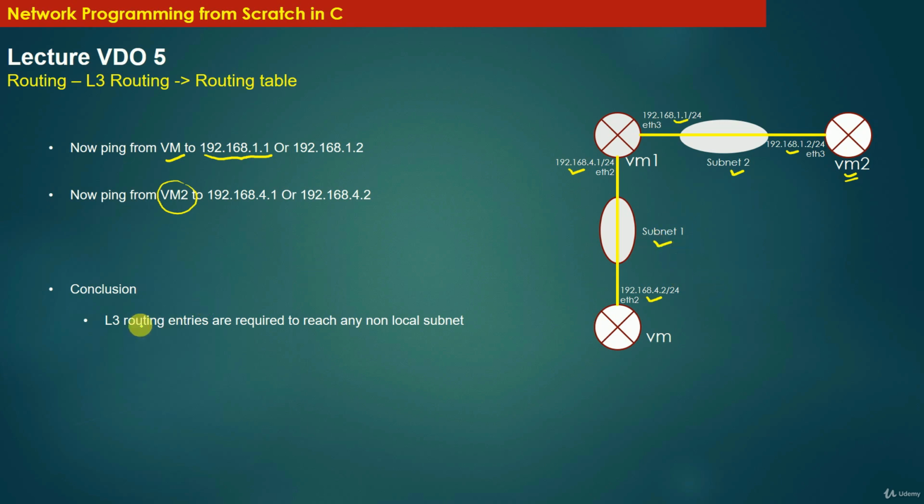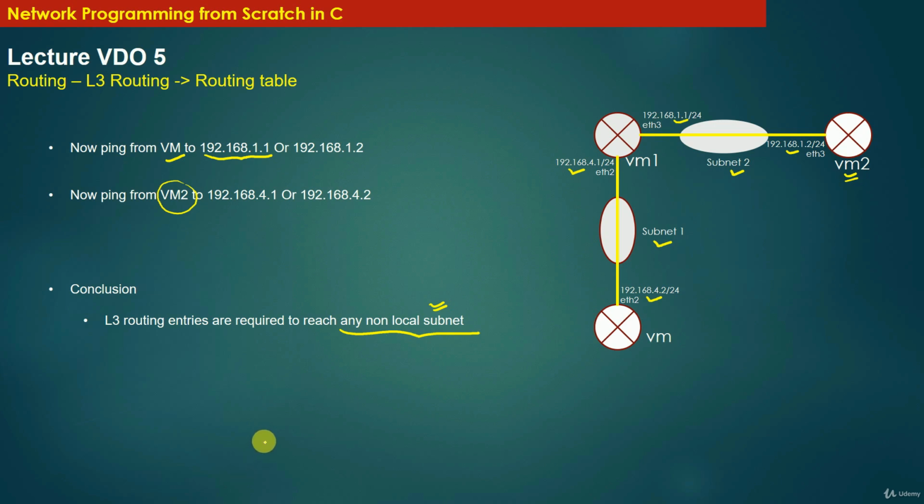So the conclusion is that layer 3 routing entries are required to reach any non-local subnet, or in other words, layer 3 routing entries are required to reach a machine which is present in a remote subnet. And always remember, layer 3 routing is all about sending a packet from the source machine subnet to the destination machine subnet.